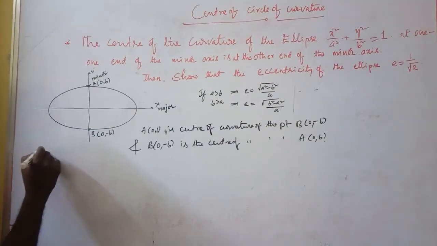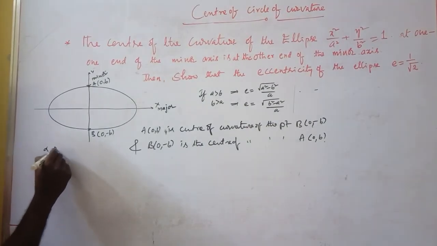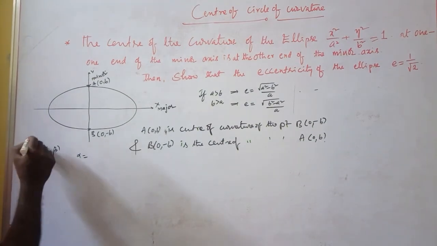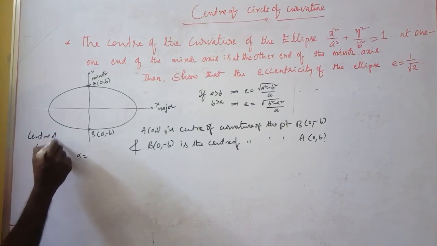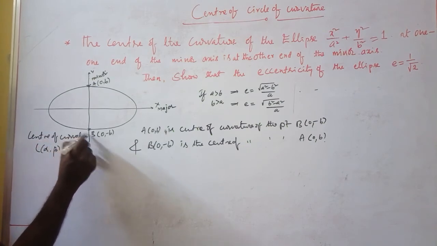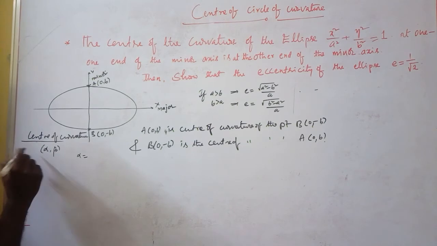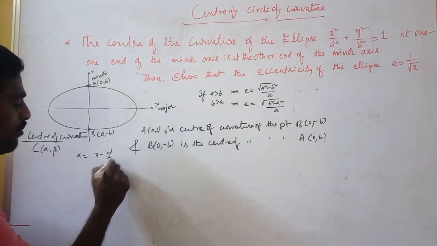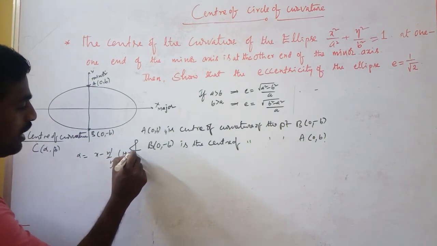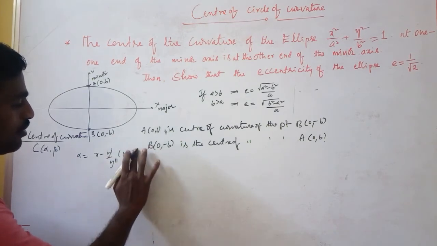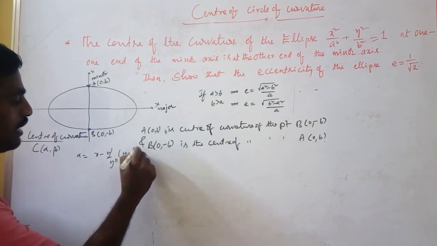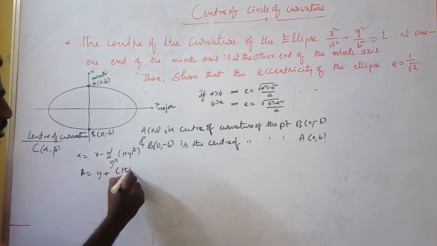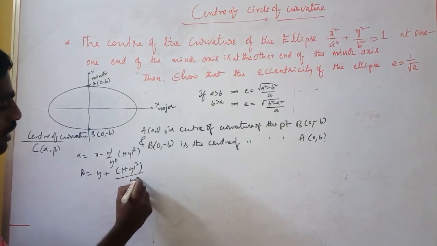So the center of curvature is (alpha, beta). Alpha is equal to x minus y dash into (1 plus y dash squared) by y double dash. Next, beta is equal to y plus (1 plus y dash squared) by y double dash. These are the alpha and beta.